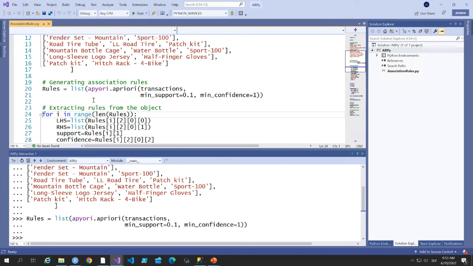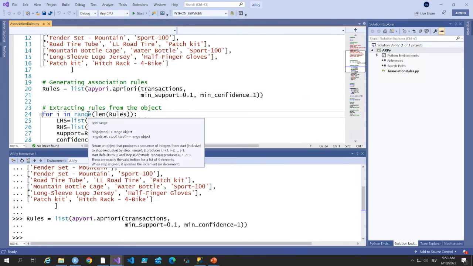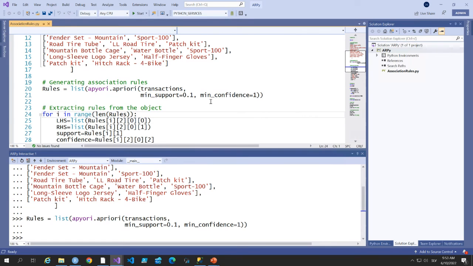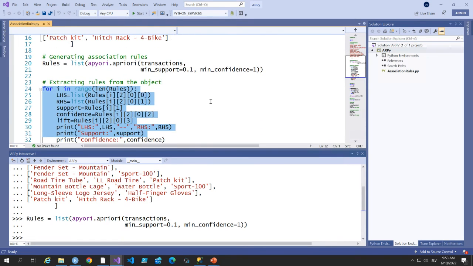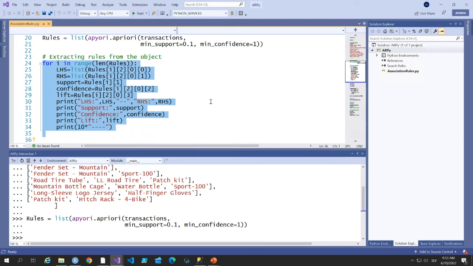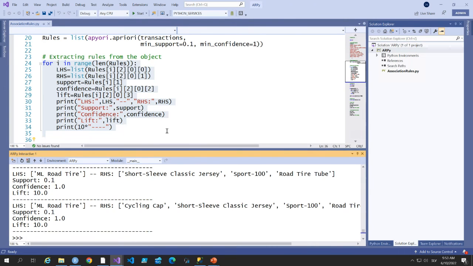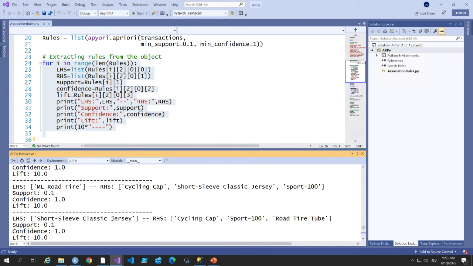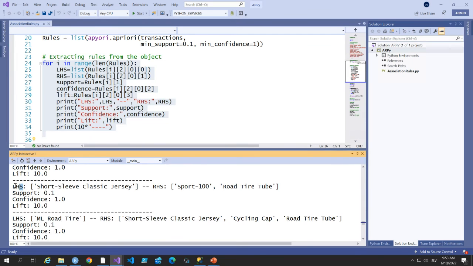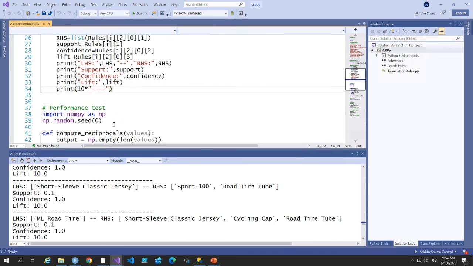And now I created rules as a list, and now I will extract these rules. You also see that this is not a simple thing. And I have this: rules left-hand side, right-hand side, support, confidence, lift. Please note that these are completely different numbers. I'm using really a small subset of data.